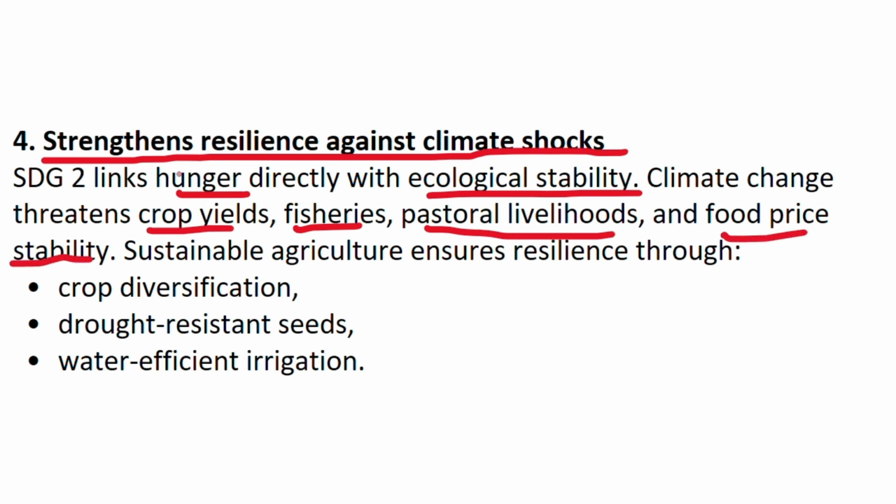If there is less yield, say only 2 tons of rice is produced, but we are 140 crore Indians in India, right? So the prices will increase. I would want it, you would want it and will be ready to give more money, but then there will be a bidding, and the price automatically increases, right? Sustainable agriculture ensures resilience through crop diversification.